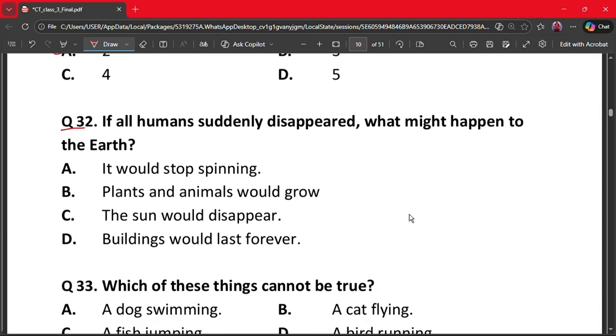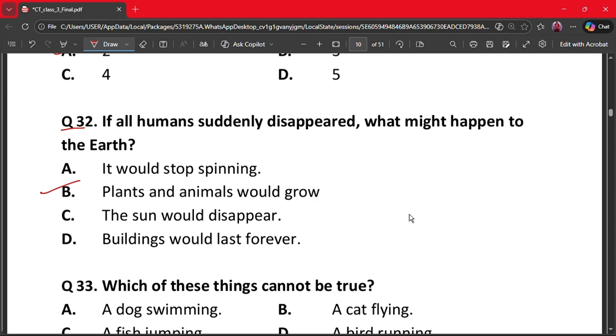Question 32. If all humans suddenly disappeared, what might happen to the earth? A. It would stop spinning. B. Plants and animals would grow. C. The sun would disappear. D. Buildings would last forever. The correct answer is option B. Plants and animals would grow.